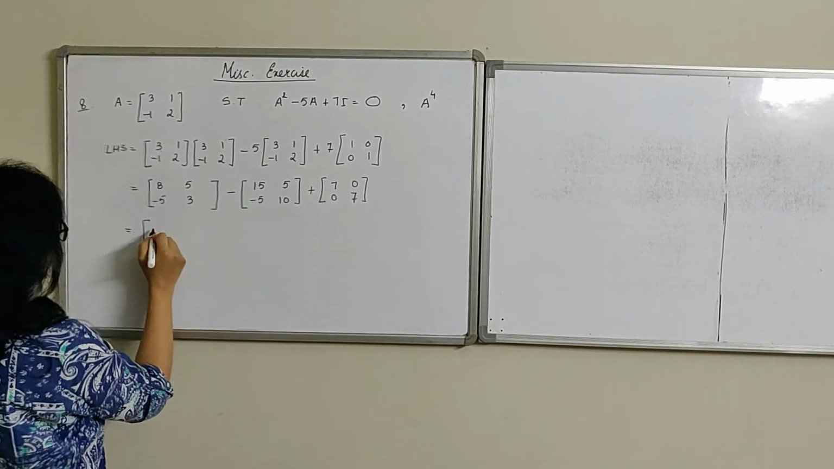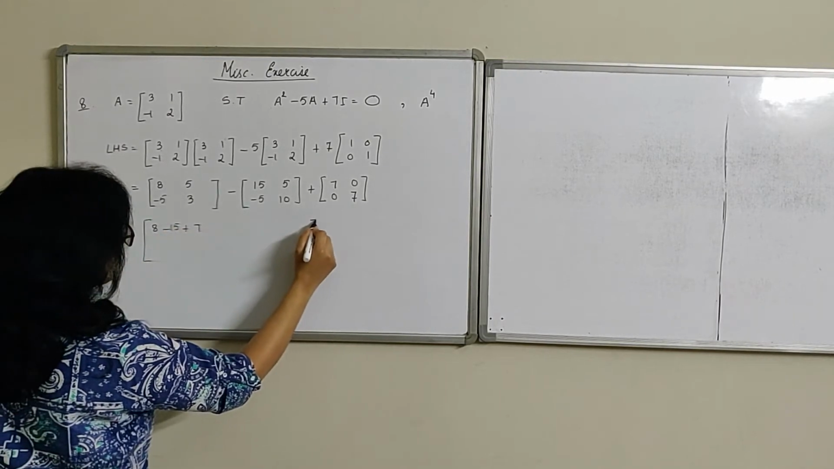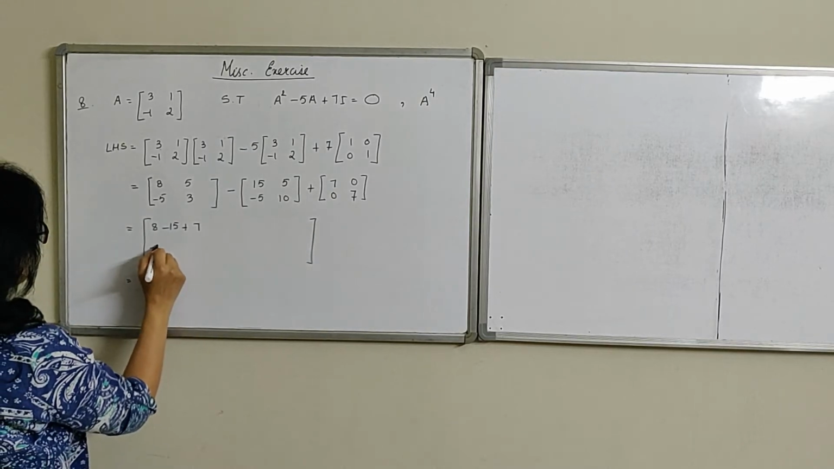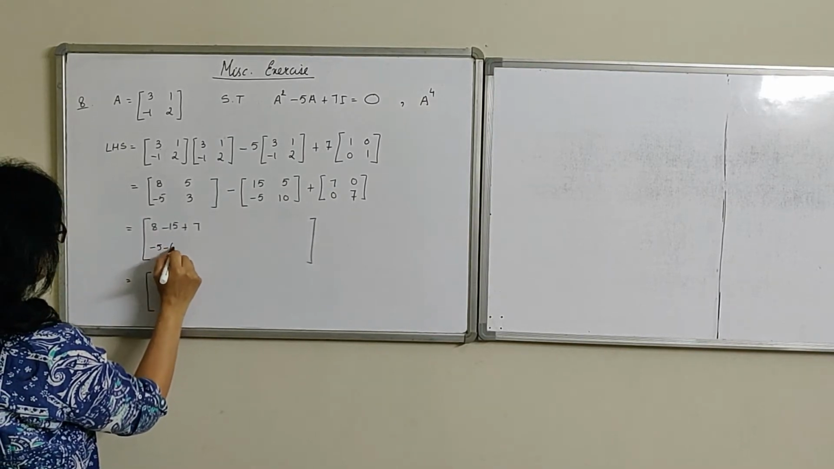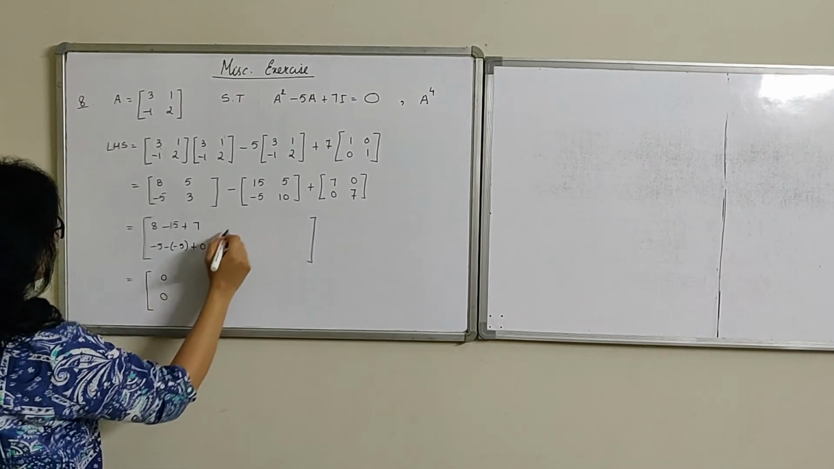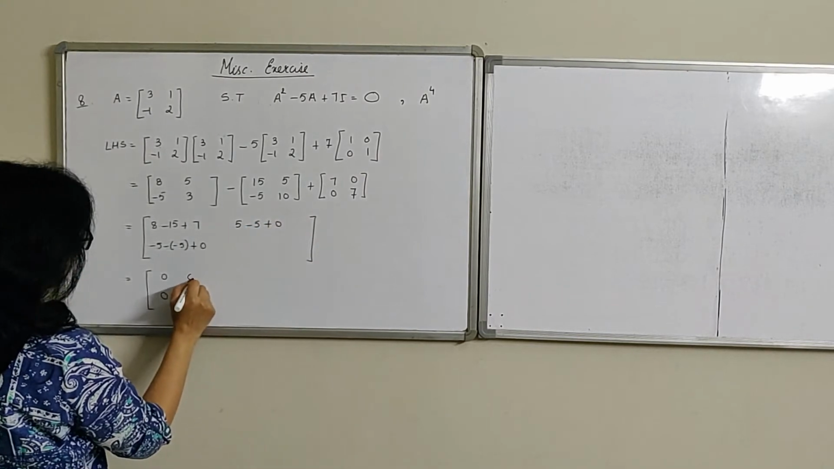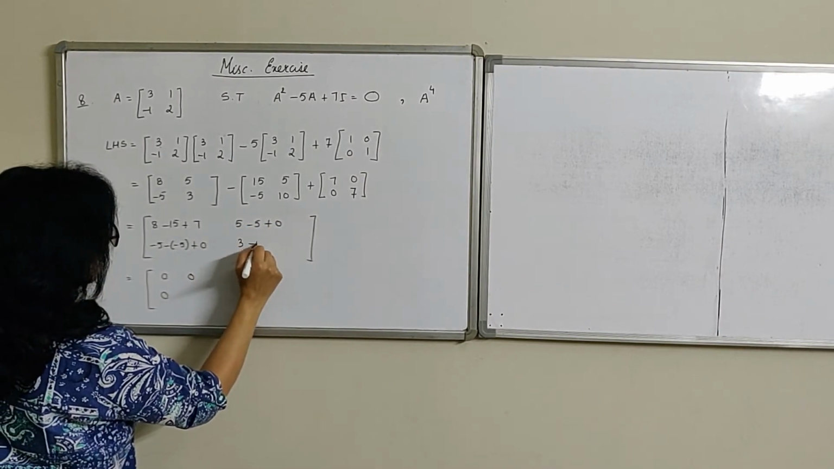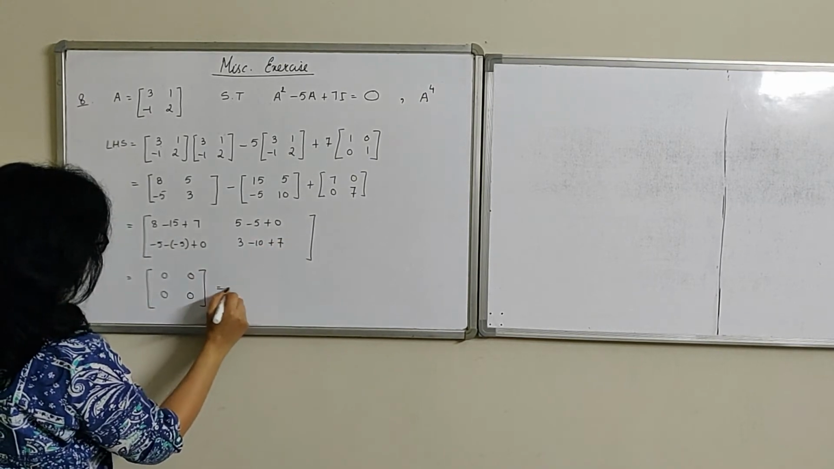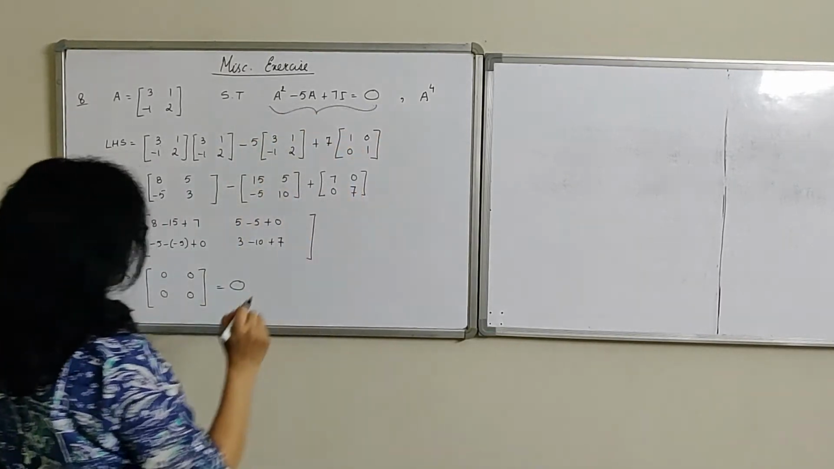Adding and subtracting corresponding elements, 8 minus 15 plus 7 gives us 0. Then minus 5 minus of minus 5 plus 0 gives 0. 5 minus 5 plus 0 is 0. 3 minus 10 plus 7 is 0. So finally we have obtained a 0 matrix. So this part of the question is done.